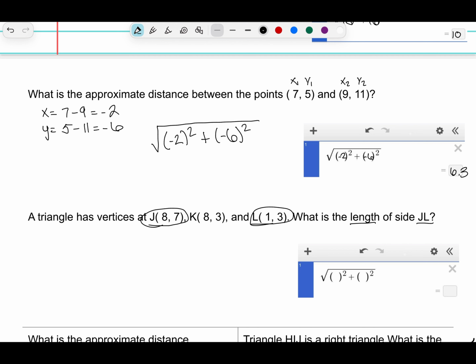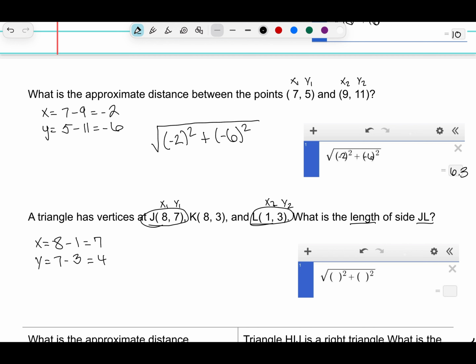Okay? So because of that, we're going to label. The first one that came up was J, so we're going to label that as X1, Y1. The second one was L, so that's going to be X2, Y2. Okay? So now we find the differences between the X values and the differences between the Y values. So my X side first is 8 minus 1. 8 minus 1 is going to be 7. And then for our Y values, the first one was 7 and the second one is 3. The difference means minus. So 7 minus 3 is going to be 4.